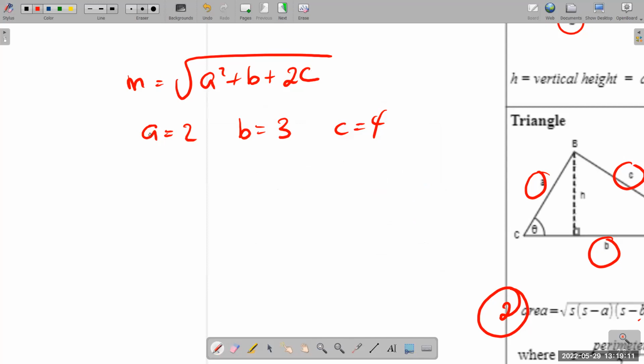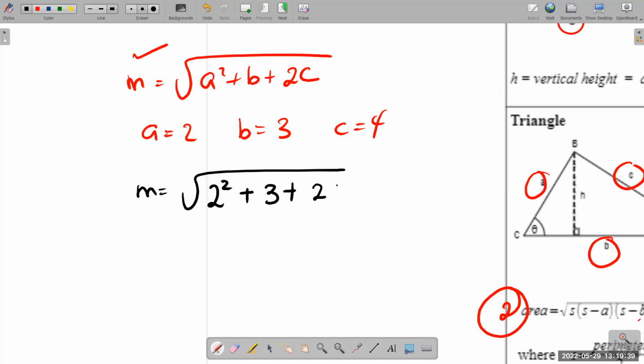Substitution means we replace the letter or the variable with the actual value. So if I tell you solve M, find the answer for M, what you got to do? Replace A with what? So you write back M is equal to the square root. So it's going to be 2 squared plus what? Plus 3. Plus what? They're saying 2 times 4, 2C and 2 times 4.